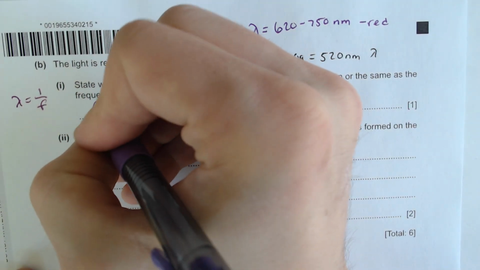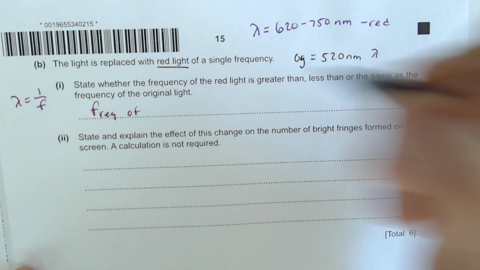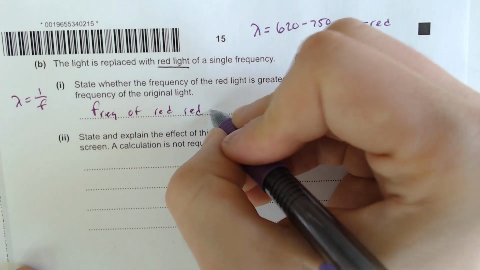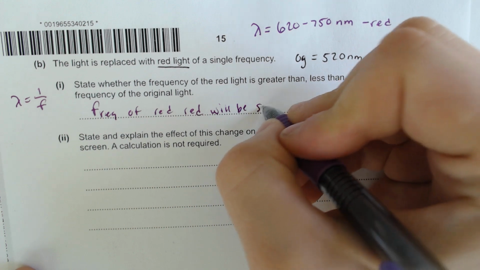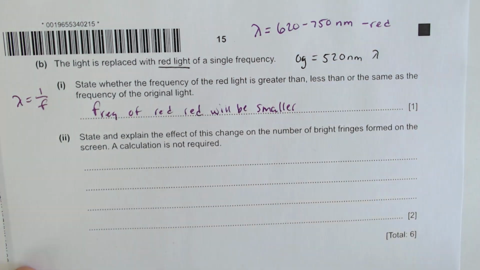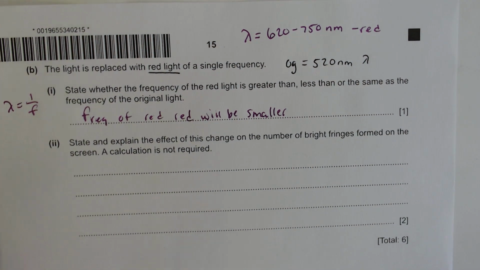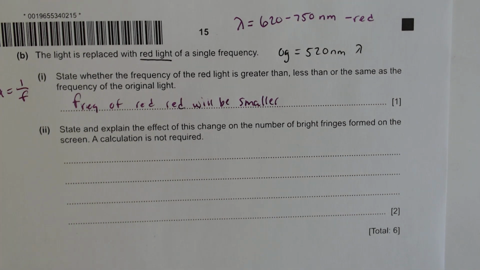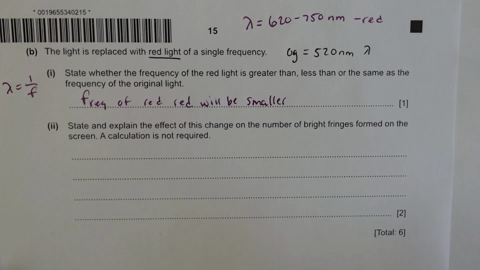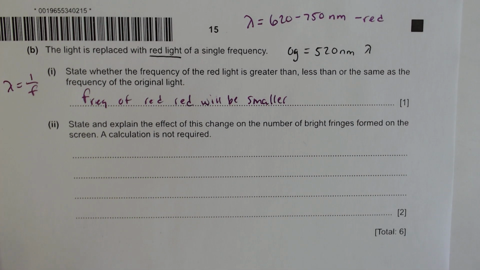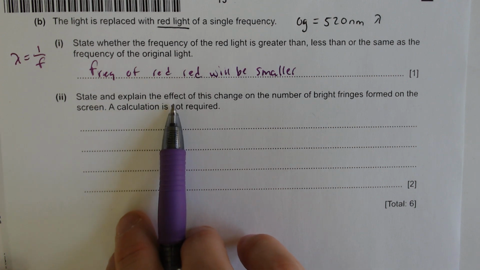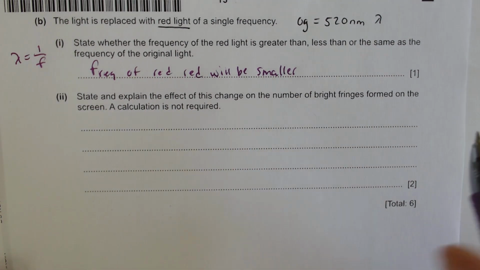So that means that the frequency of the red light, which is what we're asking for, will be smaller or less than. I don't think we have to explain why, but you might need to. It just says on the mark scheme, frequency of red light will be smaller. So no matter what, this is kind of a freebie multiple choice question. You could guess. Now we have to state and explain the effect of this change on the number of bright fringes.